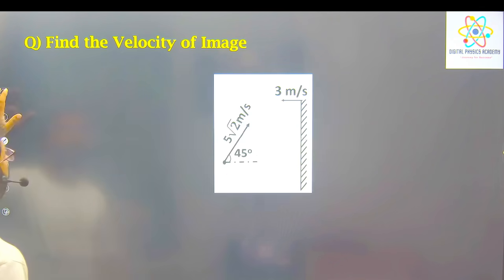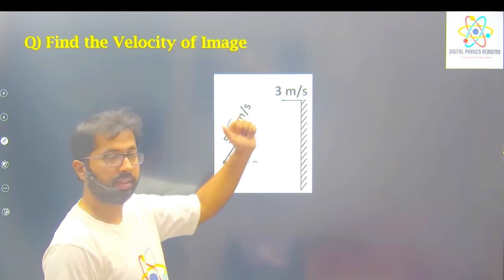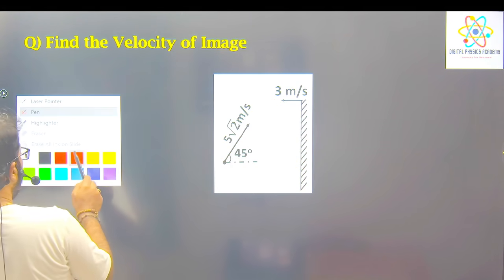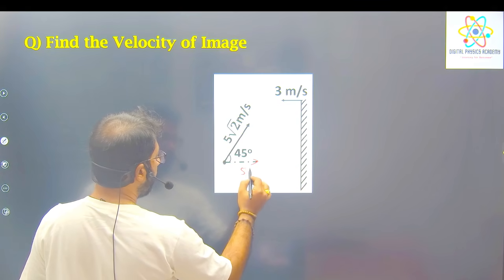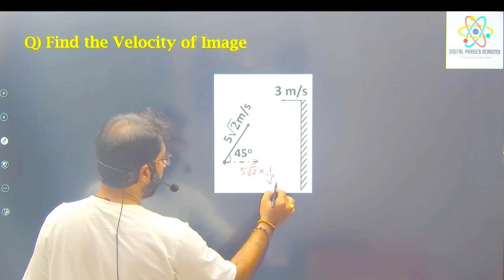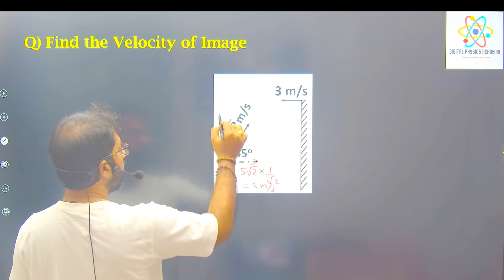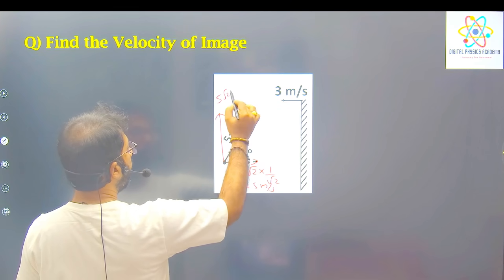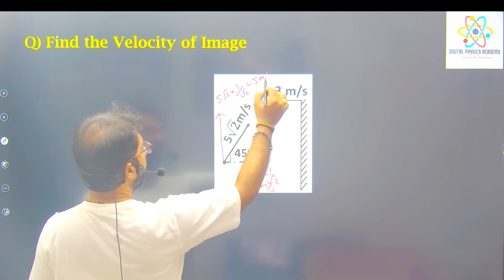Now look, same model, but the mirror is now moving this side. Now apply the concept and try. So I'll take the components first. Tell me, 5 root 2 into cos 45 is 1 by root 2. So it is 5 meters per second. And here the perpendicular component is 5 root 2 into 1 by root 2. It is 5 meters per second.